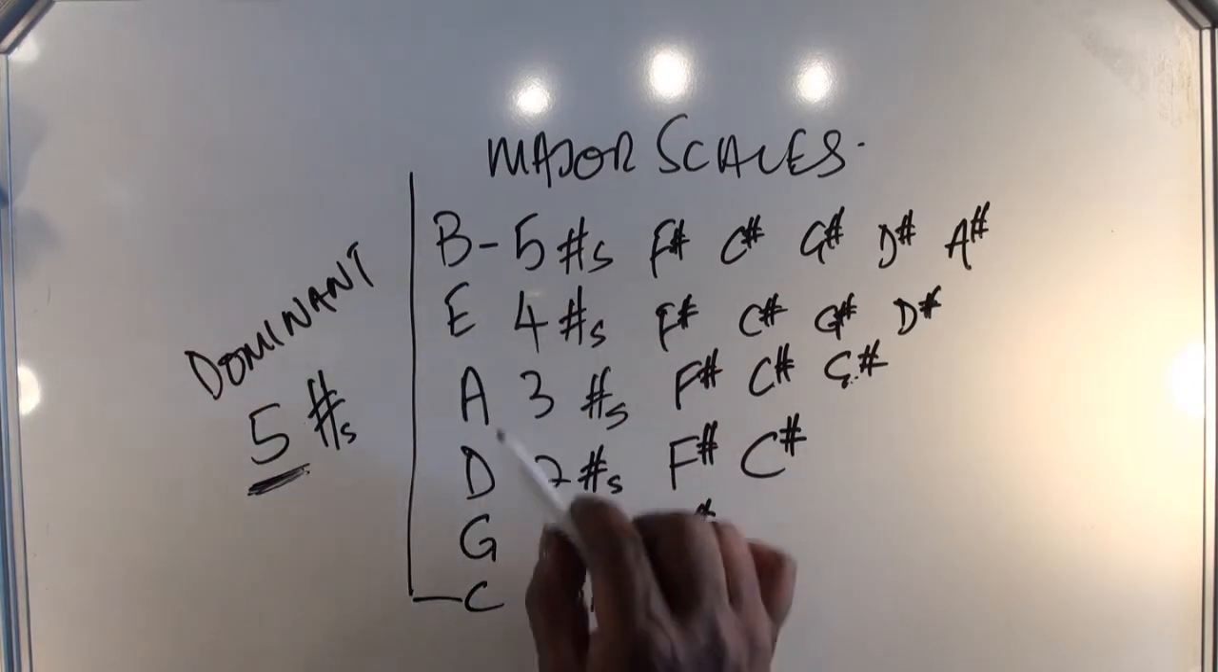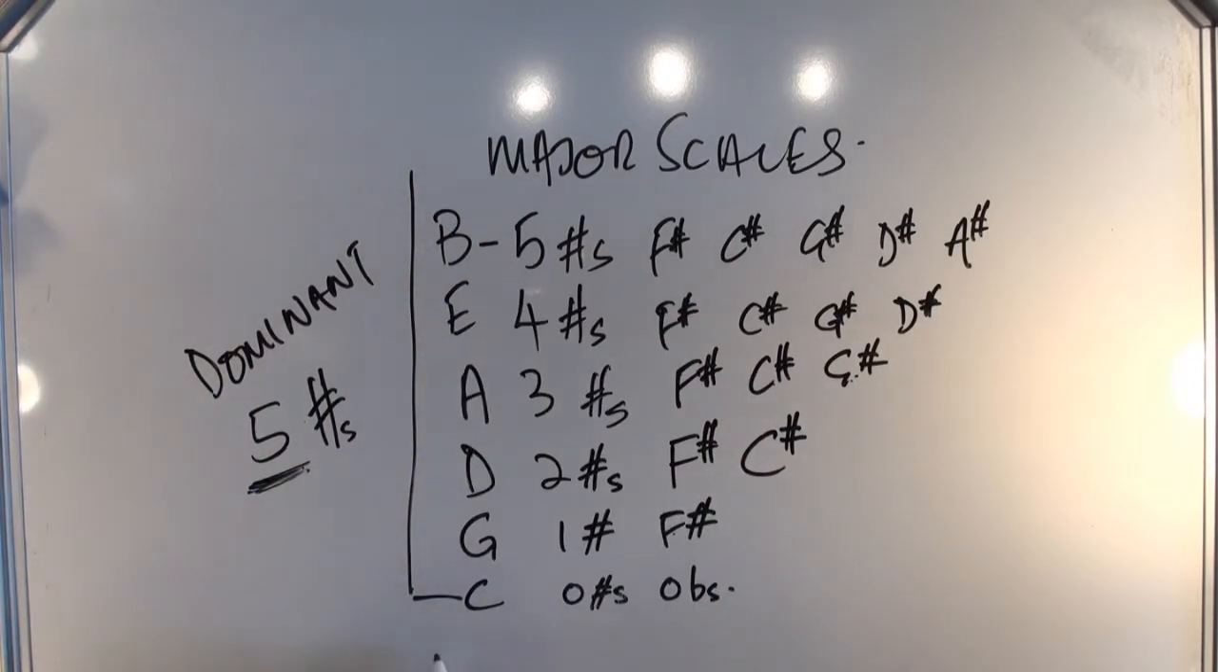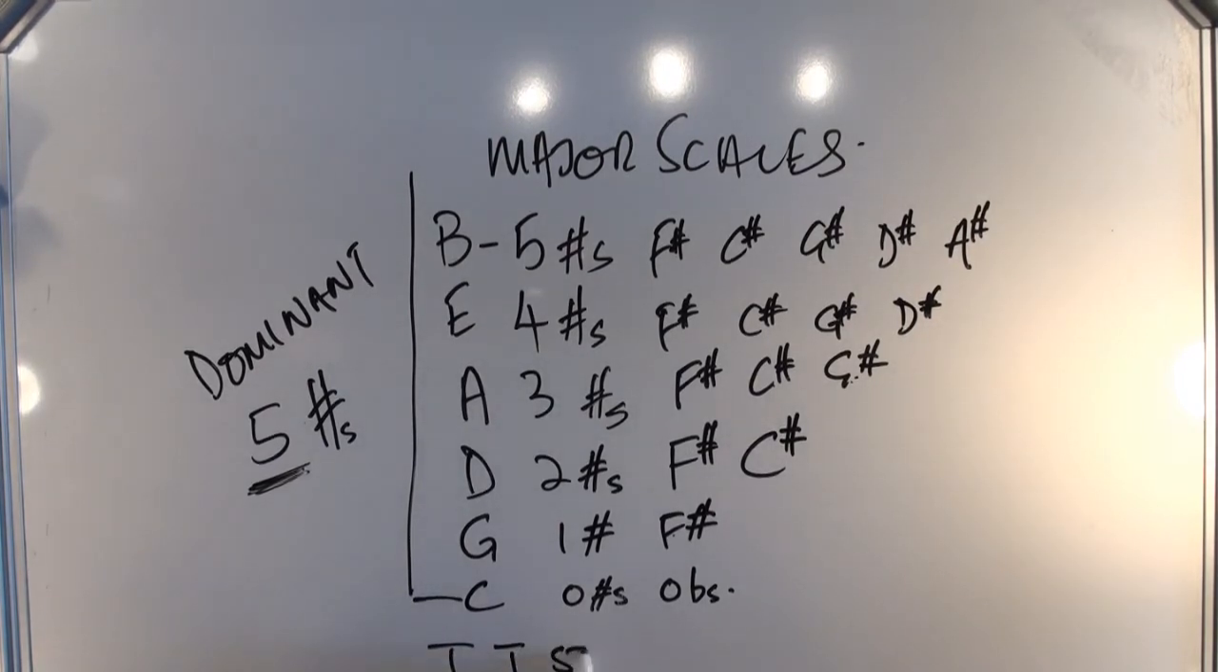Every one of these scales has a tonal structure. The interval between each note of the scale, adjacent note of the scale, which is tone, tone, semitone, tone, tone, tone, semitone.